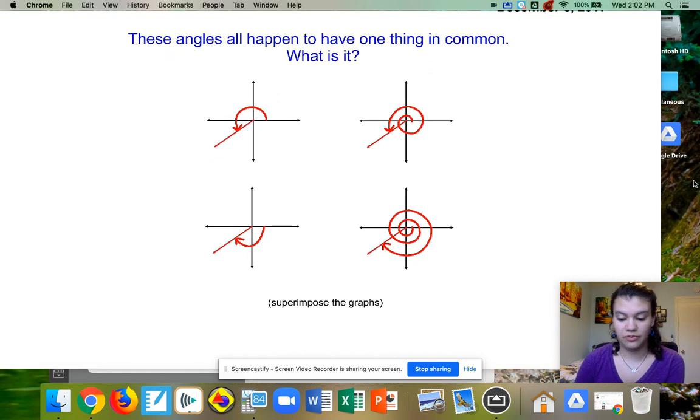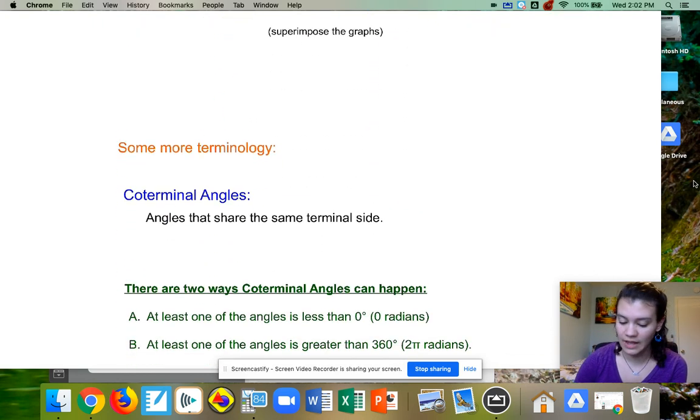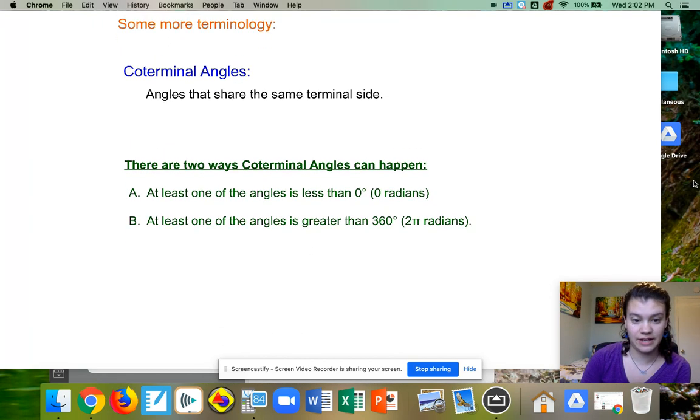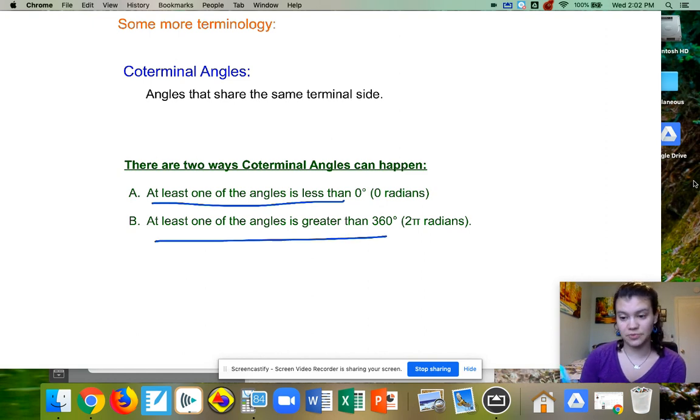So think to yourself, what do all these angles have in common? Okay, so what they all end in the same spot. You always get this as your end angle, your terminal point. Angles like that are called coterminal angles. They're angles that share a terminal side. There are 2 ways this can happen. First, one of them is less than 0, so it's negative, so it went the opposite direction. Or one is bigger than 360, so it went all the way around the circle once and then kept going to some other spot.